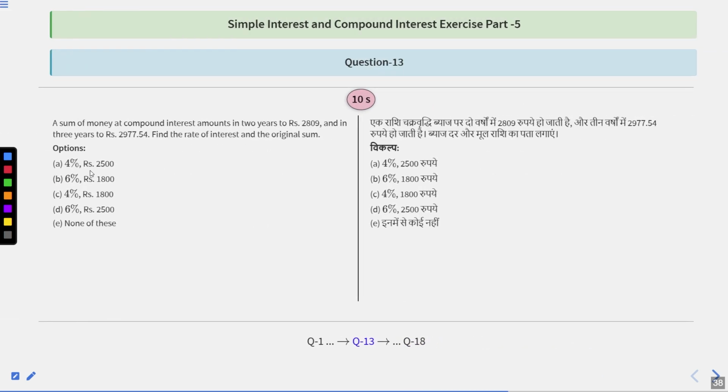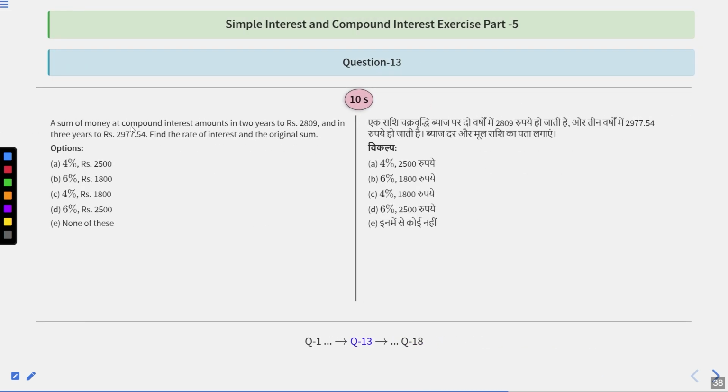Next one. A sum of money at compound interest amounts in 2 years to rupees 2,809, and in 3 years it will become 2,977.54 rupees. Find the rate of interest and the original sum. You have 5 options and 10 seconds to analyze the question. Your time starts now.